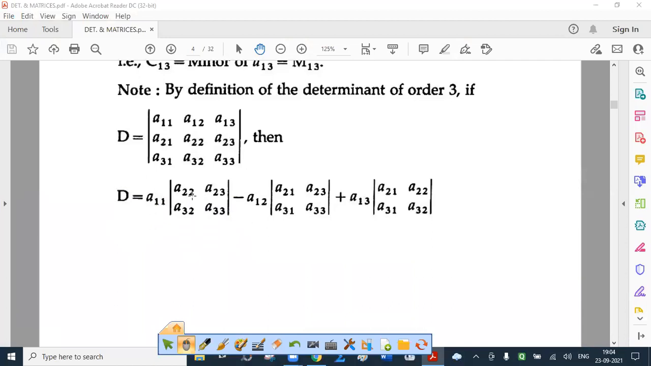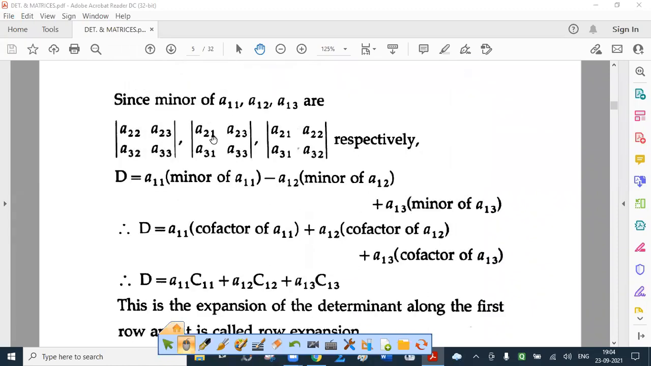You will notice that this is nothing but M11. What about this? It is the determinant of elements obtained by omitting the row and column in which A12 occurs. And what about this determinant? It is the minor of A13. See, these are the minors. So you will notice that the value of the determinant is actually A11 into its minor minus A12 into its minor plus A13 into its minor.